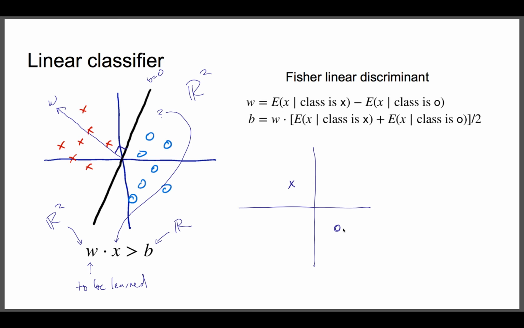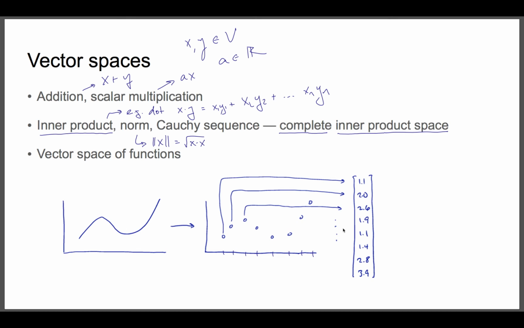Sorry, I'm getting a question asking me to explain the diagram on the previous slide. So I'm assuming that's this diagram here. So this here, right, this is a vector. This is a vector in 1, 2, 3, 4, 5, 6, 7, 8 coordinates. It's a vector in R8, right?